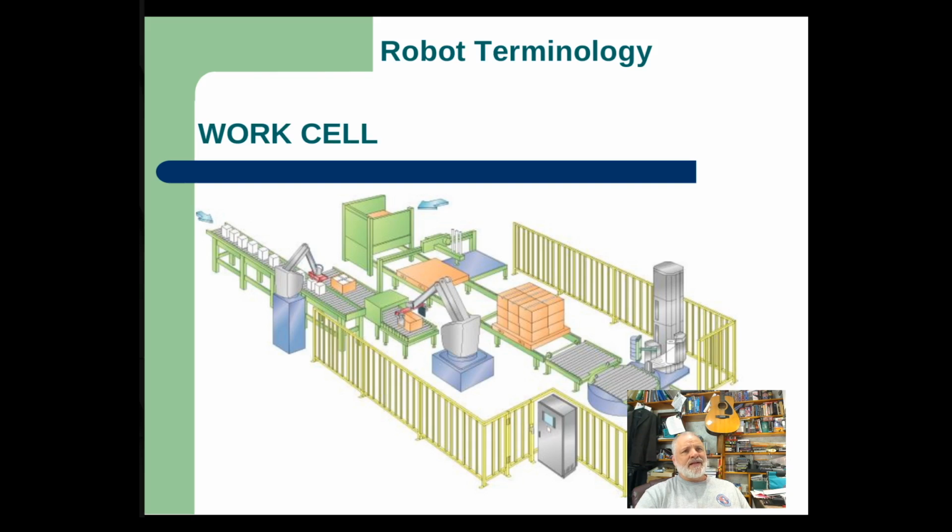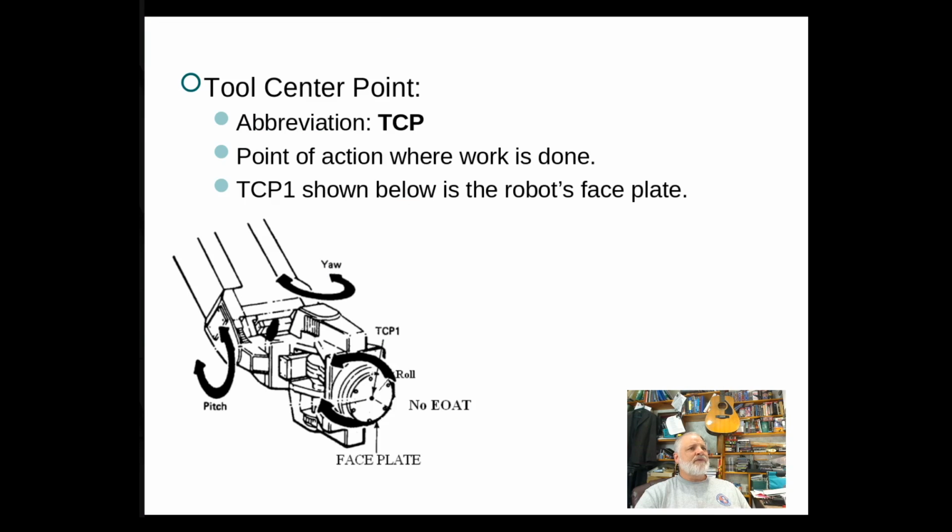Okay, the work cell is the area where we're going to put the robot and complete the task. Typically the work cell is going to be closed off for safety to prevent people from moving into the area where the robot may reach.